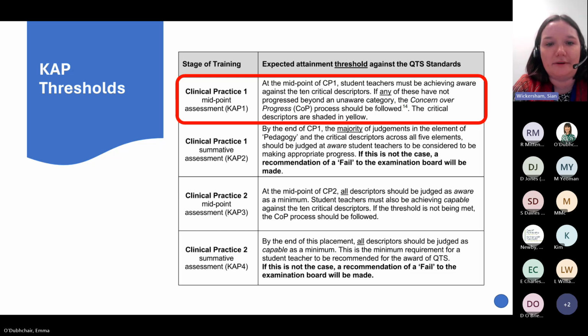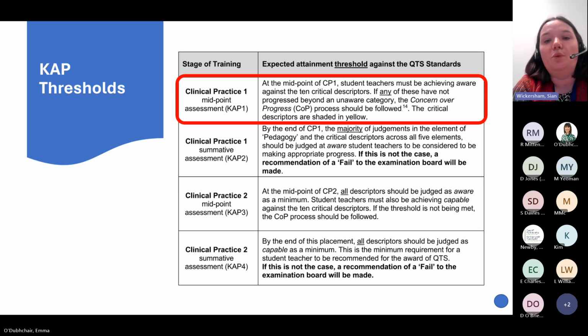If any of those have not progressed beyond unaware, so if you're looking at one of the critical descriptors and you're thinking, no, this student teacher isn't aware in there, you need to flag this to your senior mentor, and the concern over progress process should be followed. So we're looking for those 10 critical descriptors to be aware. All of the others can be unaware, and that is okay. There's not a concern over progress. Even if they've got 10 aware, which are the 10 critical ones, and everything else is unaware, that's okay. They're still progressing as we would expect.